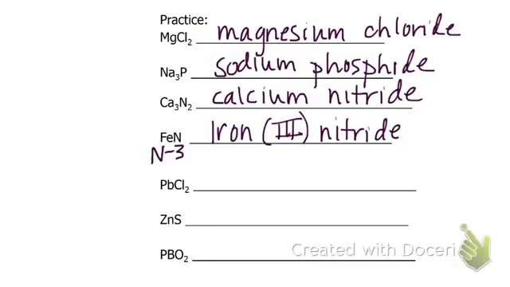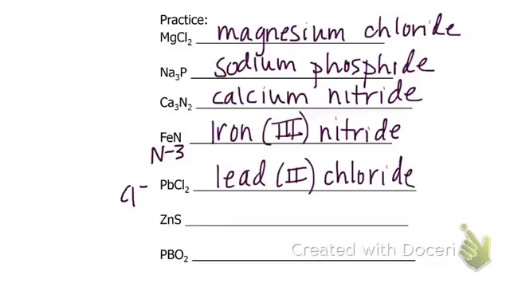Okay, on the next one, lead, and we have chloride. What is the charge of a chloride? -1, but we have 2 of them, so it took 2 of them to go with 1 lead. So what does the charge of lead have to be? +2. So we have lead 2 chloride. Zinc is one of those exceptions to the transition metals. It only has 1 charge, so we don't have to put a Roman numeral. We're just going to call that zinc sulfide.